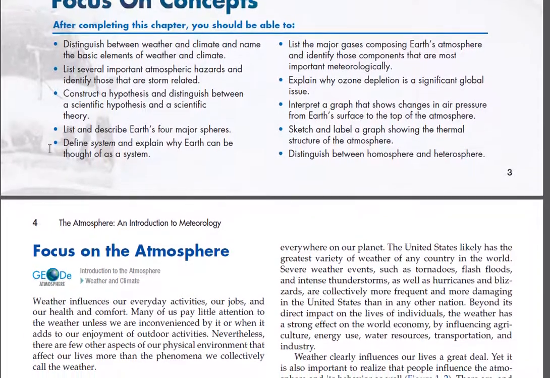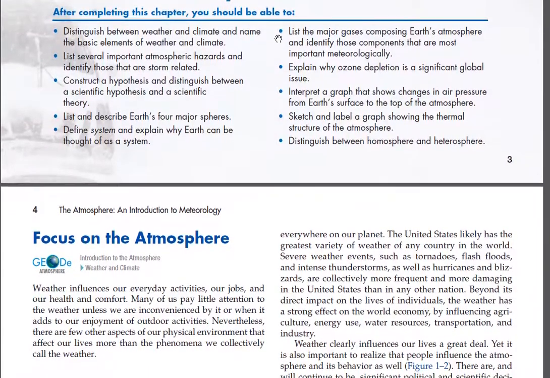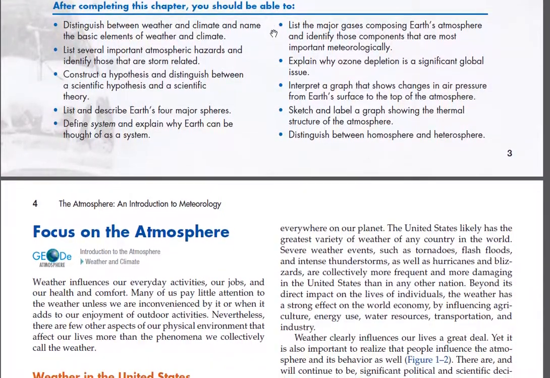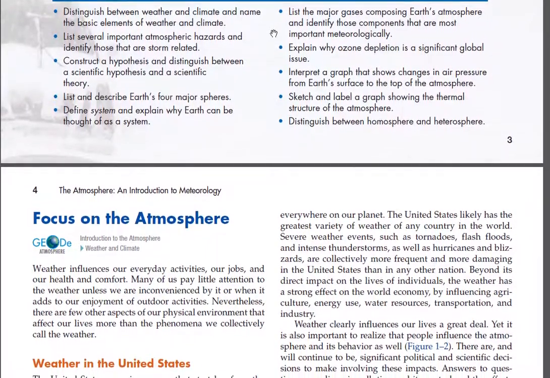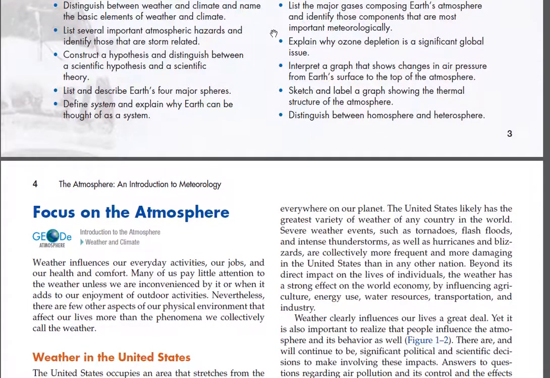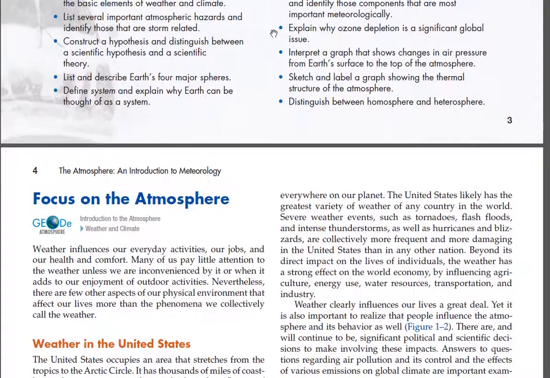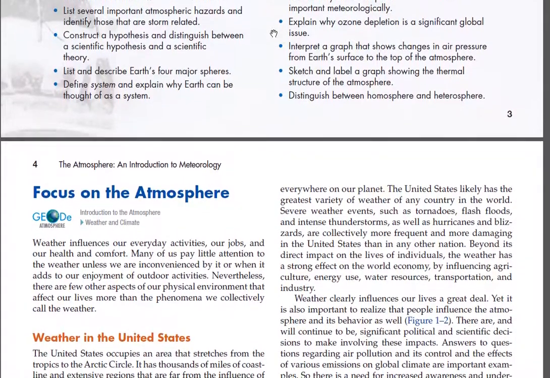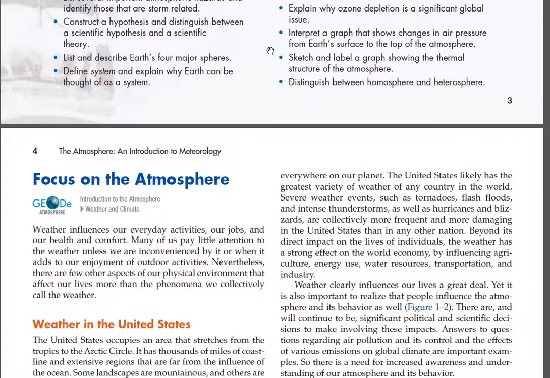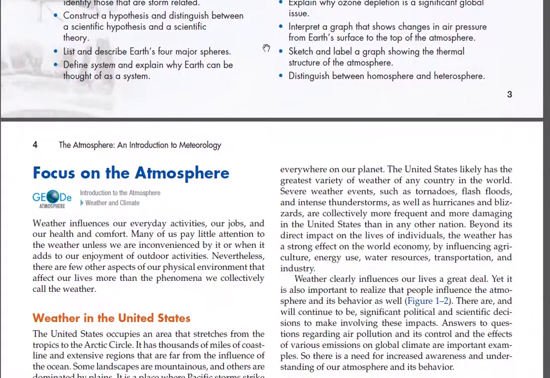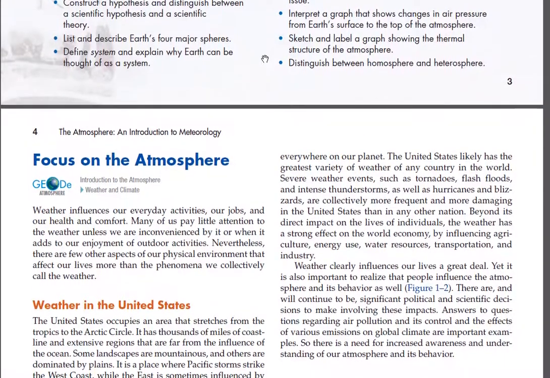Define system and explain why Earth can be thought of as a system. List the major gases composing Earth's atmosphere and identify those components that are most important meteorologically. Explain why ozone depletion is a significant global issue. Interpret a graph that shows changes in air pressure from Earth's surface to the top of the atmosphere. Sketch and label a graph showing the thermal structure of the atmosphere. Distinguish between homosphere and heterosphere.